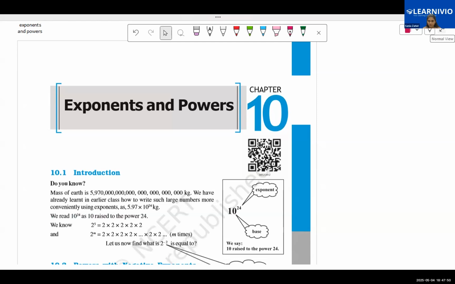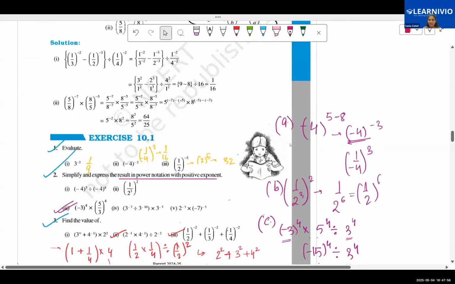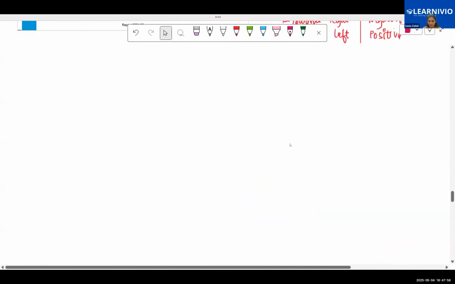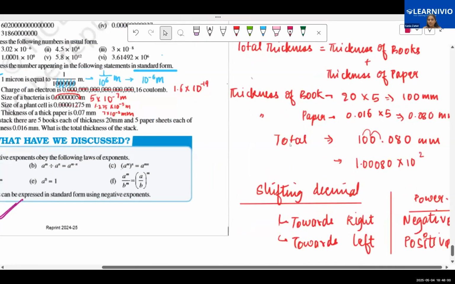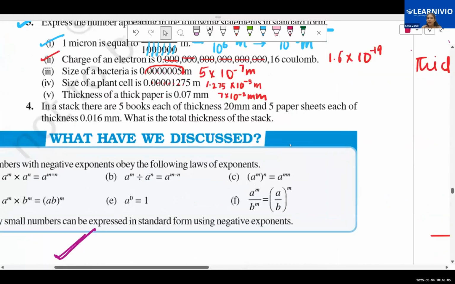No, ma'am, everything was clear, but this last answer right now you explained, I didn't understand. Okay, which answer? The thickness one? Yeah, look, the last. What the question says. It says that there is a stack of 5 books, and one book is 20 millimeter thick. What is the thickness of the book? For example, see, I have this book with me. So what is the thickness? Now this thing is the thickness of the book. So let's suppose this thickness is 20 millimeter.